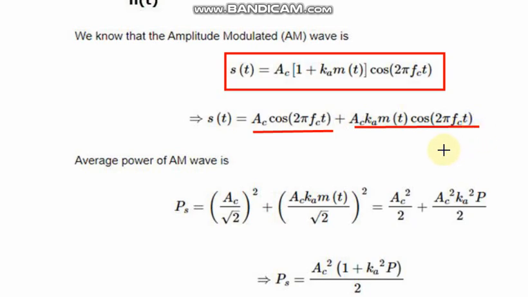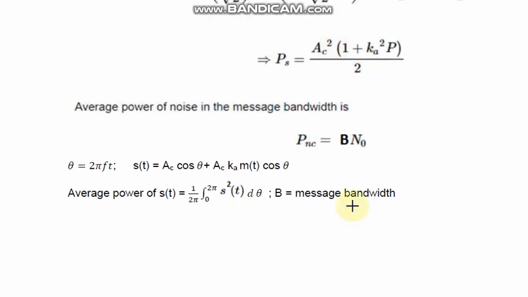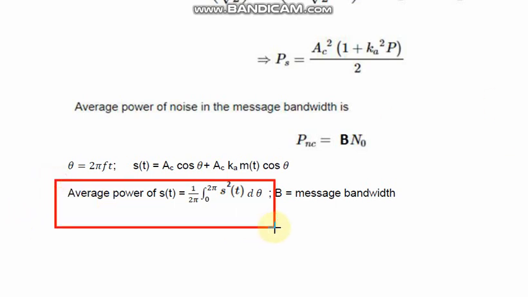Now first we have to find out the average power of AM wave. As we know, the average power formula is this one. The average power of S(t) is equal to 1 by 2 pi integration for one complete cycle from 0 to 2 pi of S square(t) d theta.